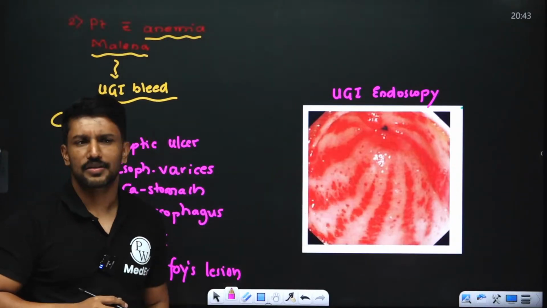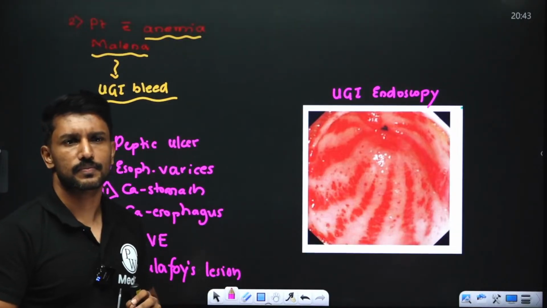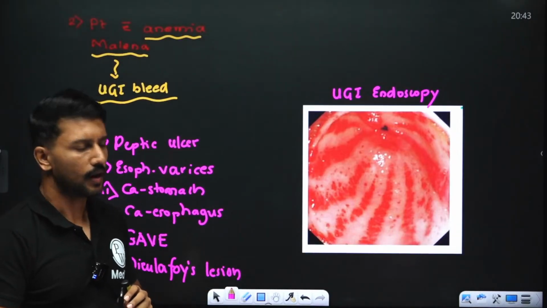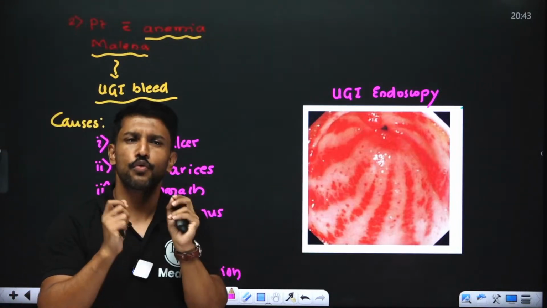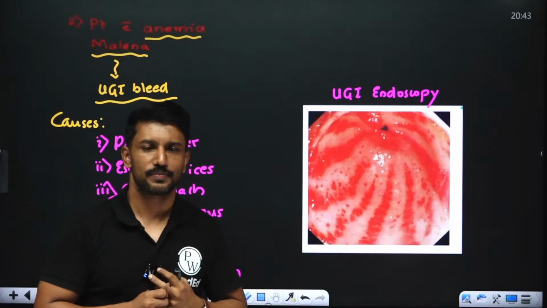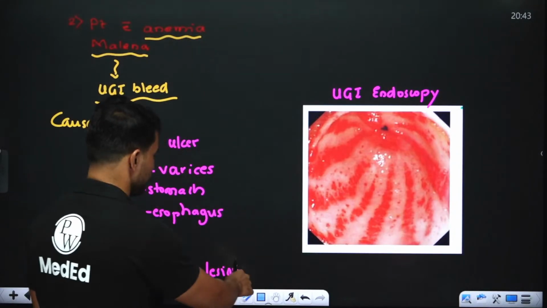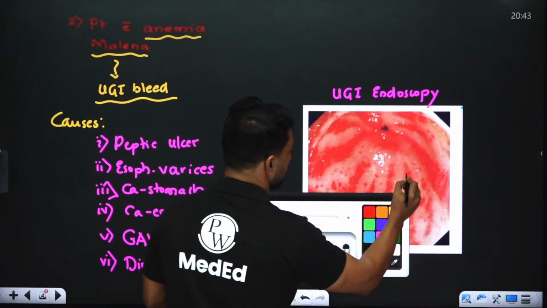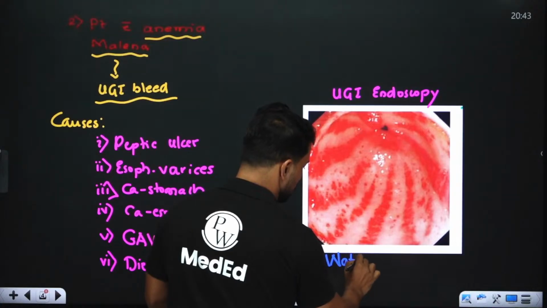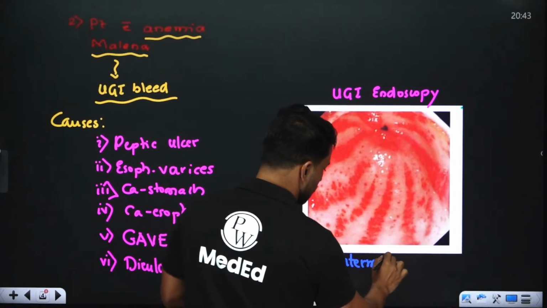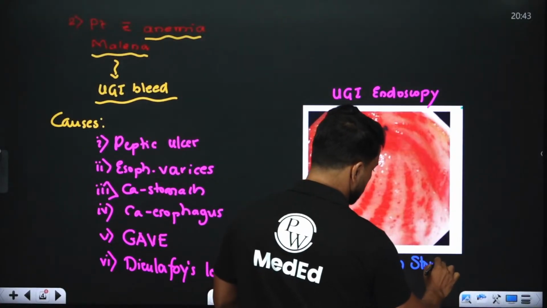Do you see an ulcer here? Does anybody see an ulcer here? No. What do you see? If I ask you to compare this to a fruit, which fruit you can compare it to? Does it look like some fruit? Yes. Which fruit? Right. Watermelon, right? So we call this observation as watermelon stomach.